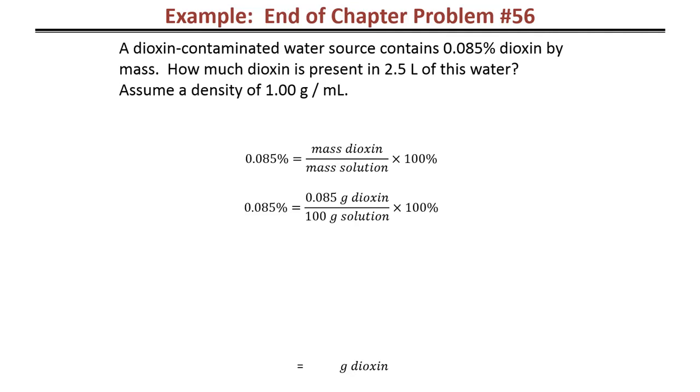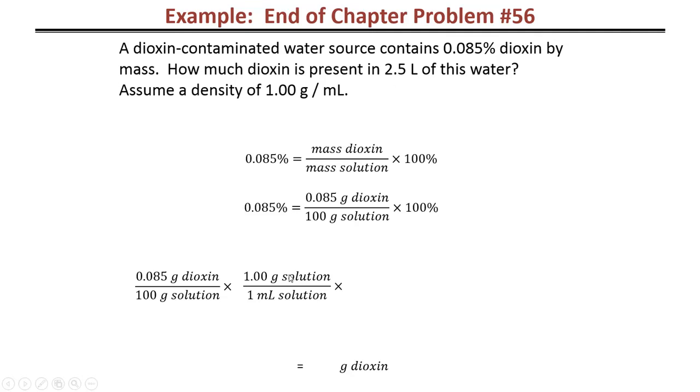If we start a dimensional analysis problem with 0.085 grams of dioxin over 100 grams of solution, then one of the first things we can cancel out has to do with the grams of solution and try to get it to volume. I'm getting it to volume because of this 2.5 right here. See this? This is in liters. So I want to be able to get to liters so I can use this number somehow.